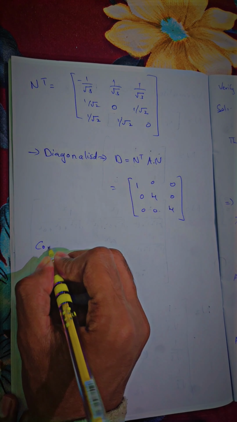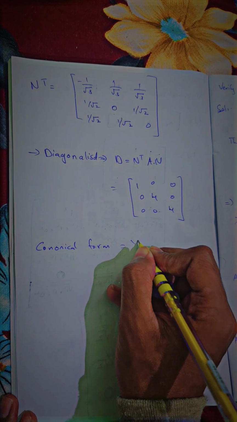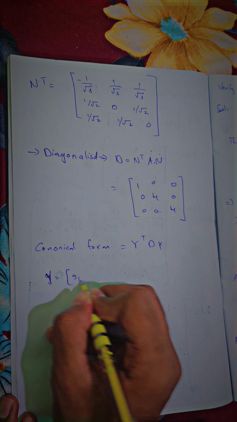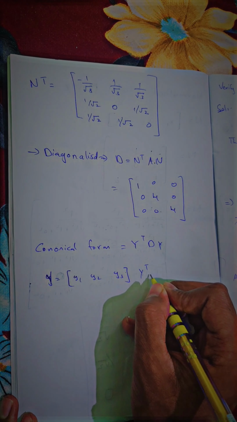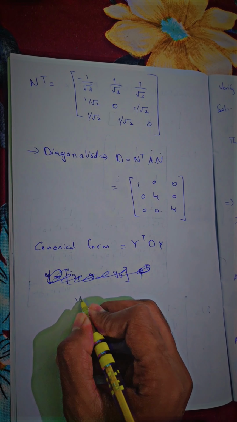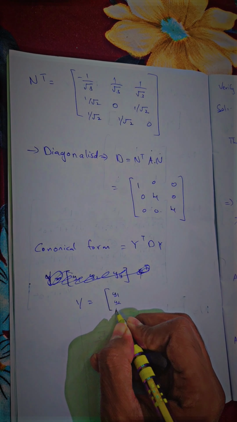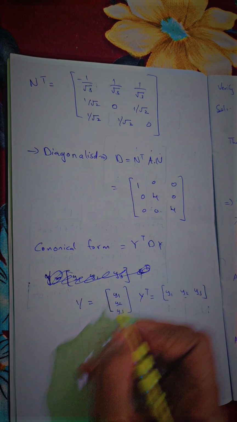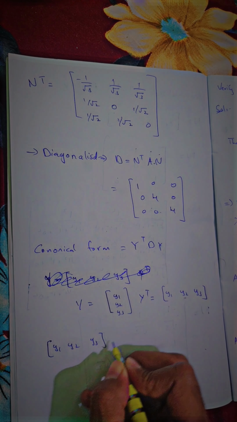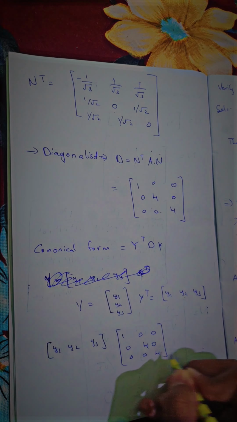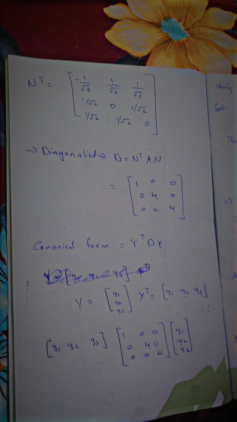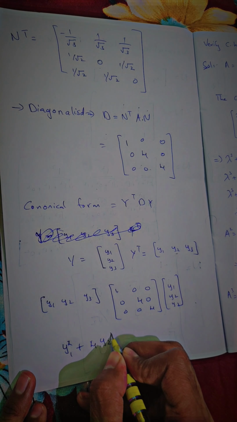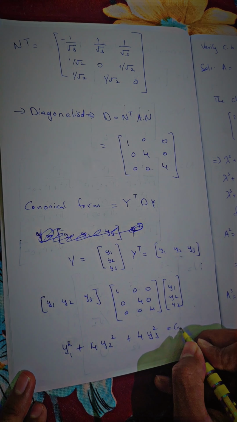So now we find the canonical form, which is equal to y transpose D y. Y is equal to y1, y2, y3. So y transpose is equal to y1, y2, y3. So in the formula, y transpose, D is 1 0 0, 0 4 0, 0 0 4, and y is y1, y2, y3. So we get y1 square plus 4y2 square plus 4y3 square. So this is the canonical form.